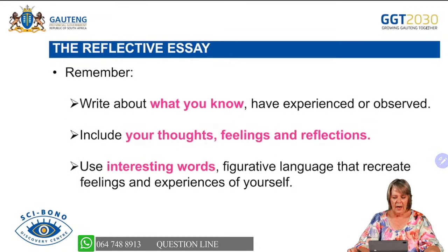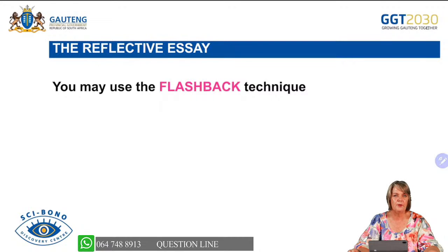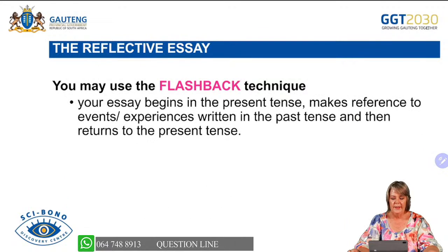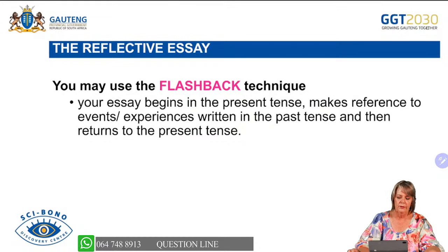The writer could, for example, reflect on hopes and dreams. Remember, write about what you know, have experienced, or observed. Include your thoughts, feelings, and reflections. Use interesting words, figurative language that recreate feelings and experiences of yourself. You may use the flashback technique. Your essay begins in the present tense. It makes a reference to events or experiences written in the past tense and then returns to the present tense.